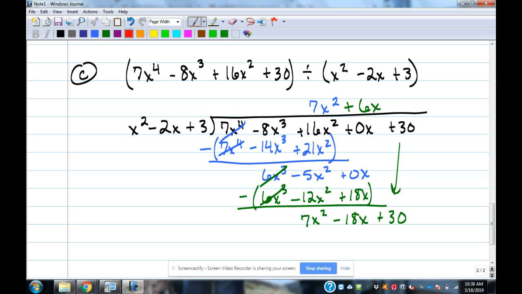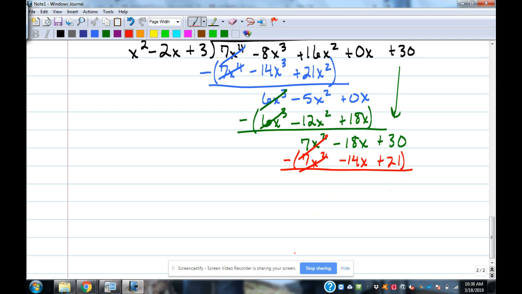Plus 7 at the top. Plus just a plain 7 at the top. Good job. Distribute across there. And subtract so we can get that remainder. Negative 18 minus negative 14. Negative 4x plus 9. Good job. So my remainder is negative 4x plus 9.